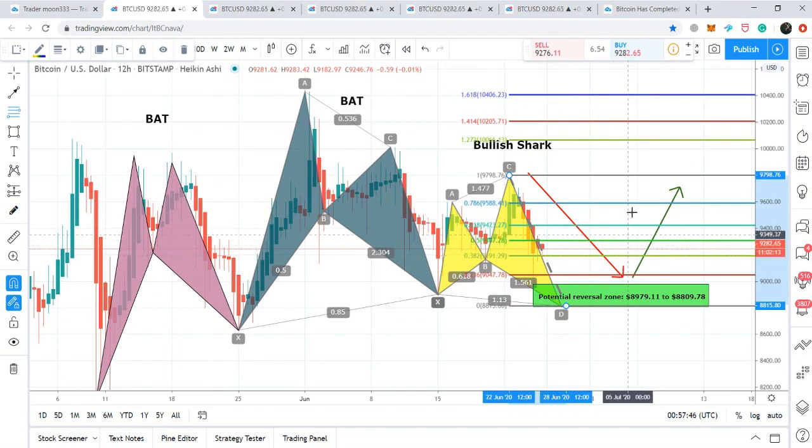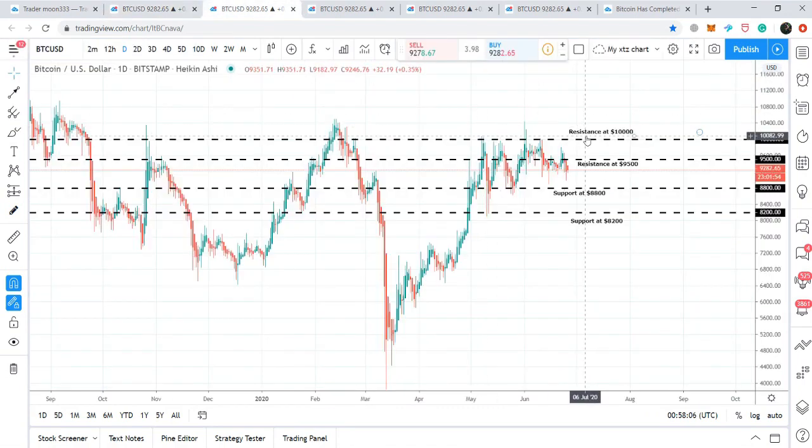and that can be from $9,200 up to almost $9,600. However, if the price action, after getting reversed from here, crosses above this level 0.786, then we can expect some more upward move to break out the $10,000. That is a really very strong resistance level for the price action of BTC.